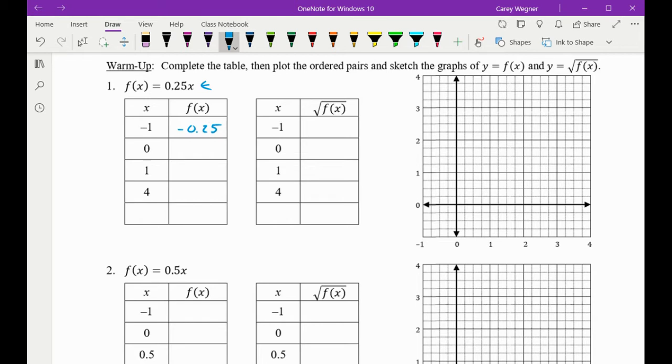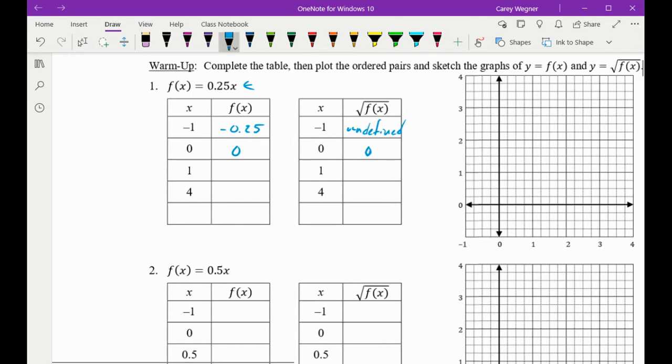In our next table, we want to know what's the square root of that function value. Well, I can't square root a negative, so here I'm going to have to say that the square root of the function is undefined. Next number in the table is a 0. If x is 0, then 0.25 times 0 is 0. And the square root of 0 is 0. A quarter times 1 is 1/4. And I'll write it as a fraction there because when I square root it, I'm going to get 1/2.